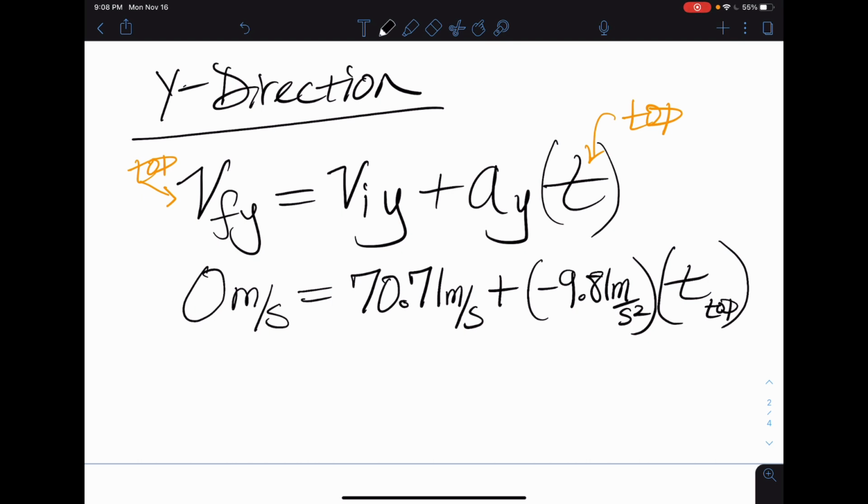All right, so now what are we going to do? What's our math move? Let's just add negative 70.71 to both sides. Kick that over here.